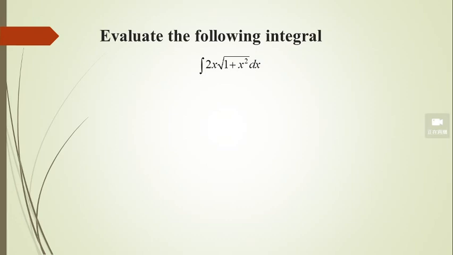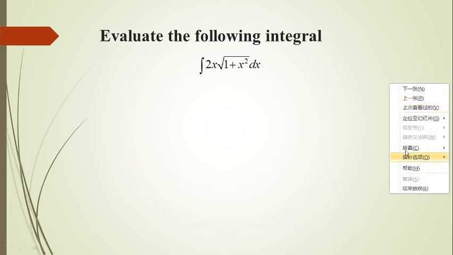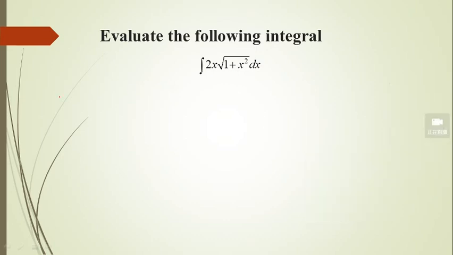Now let's start with this indefinite integral. Evaluate the following integral. Here the integrand is the function 2x times the square root of 1 plus x squared. This is not a simple function we know, and it is not quick to work out the antiderivative. It's not really easy, so here we can introduce a new variable. We can call it the transition variable.